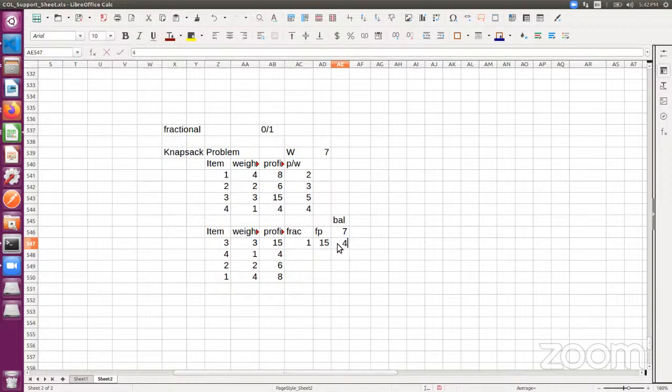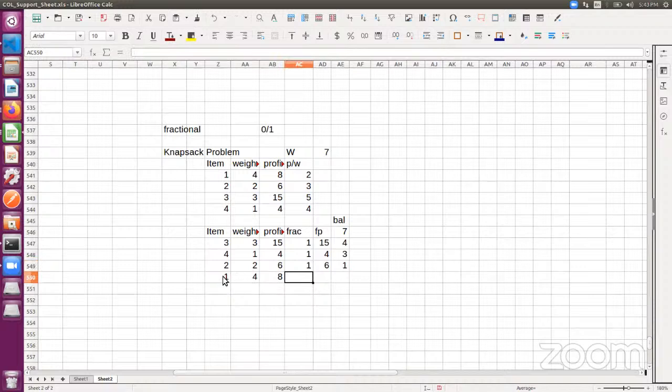4. Now will I be able to fit item 4 inside the sack? Yes. So entire fraction, profit 4. Wait, weight is 3. Profit is only 4. Now, second item, will I be able to fit in the sack? Yes, because weight is only 2. I have balance 3. So entire fraction. Now the profit 6 and then balance is 1.